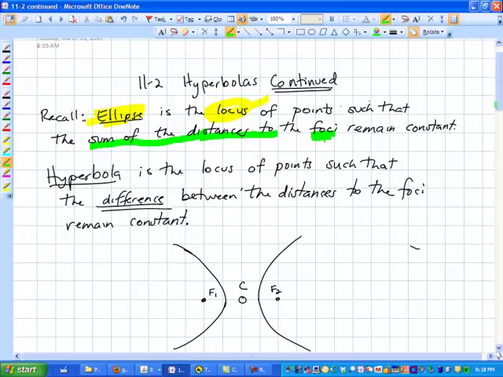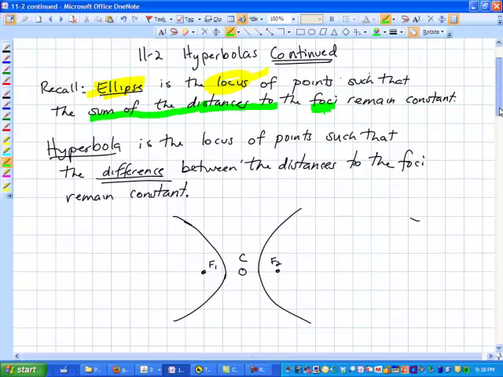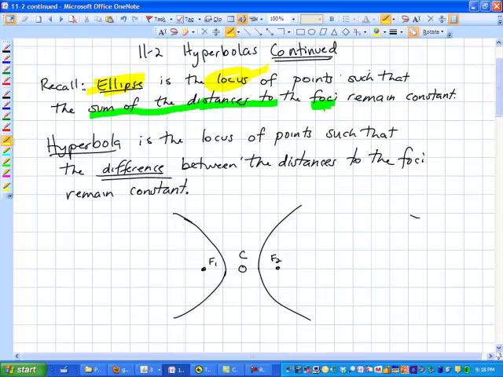And you've seen an animation of that. You saw the two focus points and then the string tied between them. The hyperbola follows this definition. Again, it's the locus of points, the set of all points, such that the difference, meaning the subtraction, between the two distances to the foci remains constant. So, for instance, if I picked this point right here, I'll call it P1, and I measure from P1 to F1 and from P1 to F2, if I took those two distances, I would get some constant.